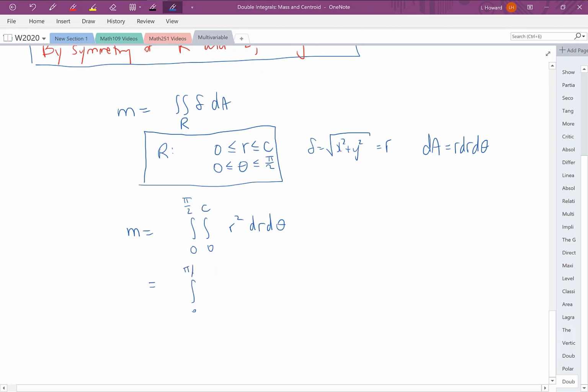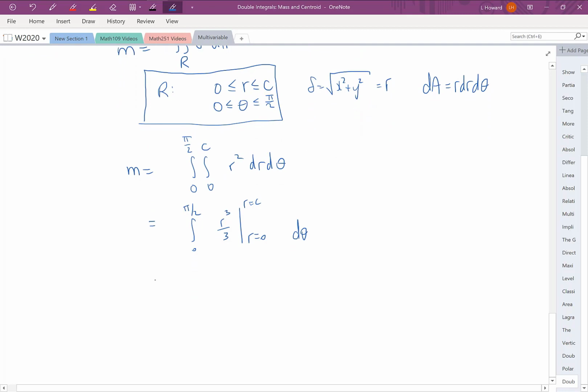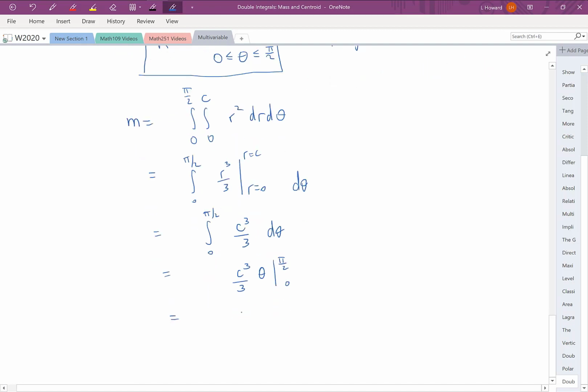So integral from 0 to pi over 2, we'll keep our d theta on there. We're going to integrate r squared to get r cubed over 3, and that's going to be evaluated at r equals c and r equals 0. Okay, so that gives us integral from 0 to pi over 2 of c cubed over 3 d theta. So we're going to take our c cubed over 3, multiply that by theta, and then that gets evaluated at pi over 2 and then at 0. So that gives us a mass of pi c cubed over 6.